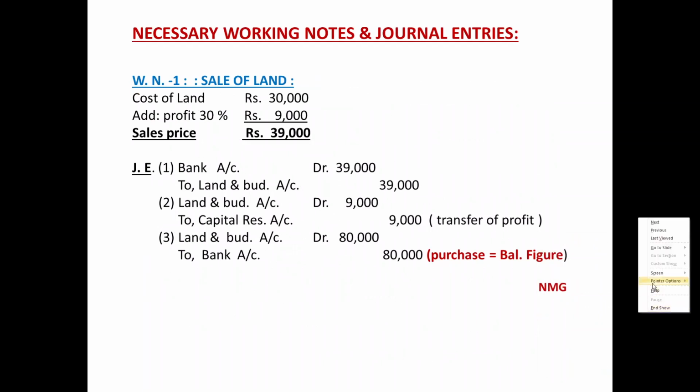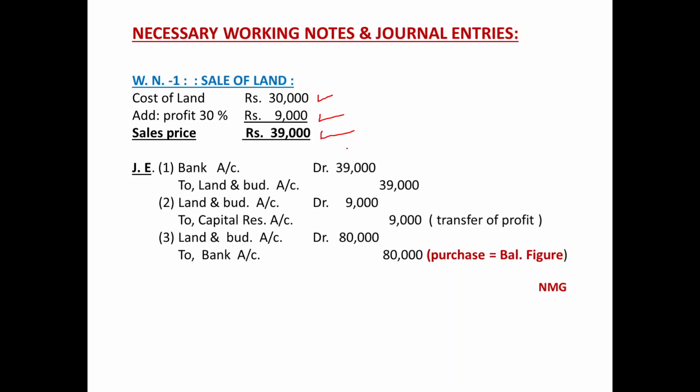Cost of land, as given in additional information, was 30,000 rupees. Profit at the rate of 30%, 30% of rupees 30,000, is 9,000. That gives the selling price, rupees 39,000. Journal entry number 1. Bank account debited 39,000 to land and building account credited 39,000. So we credited the full selling price with profit.